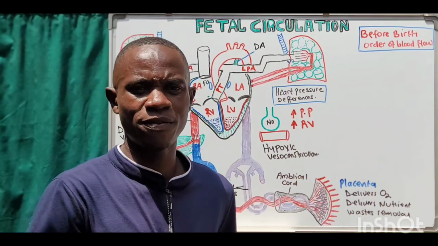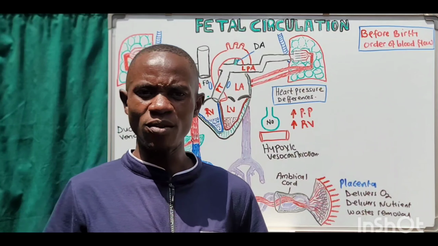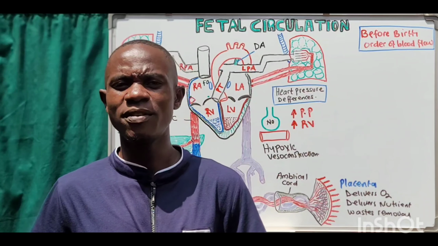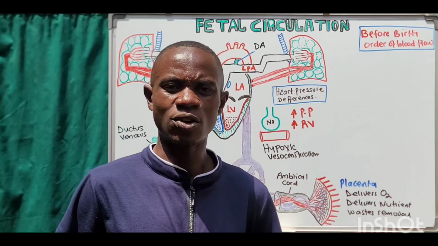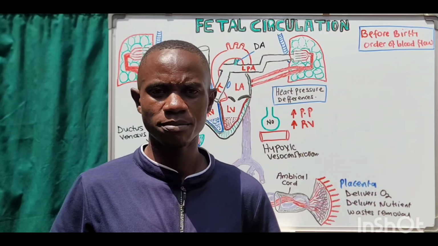Okay, we also have the Thebesian valve that blocks the blood from entering back into the coronary sinus. Now, before we go very far, take a look at these valves, the Thebesian valve and even the Eustachian valve in the right atrium. Take a look at that by yourself.